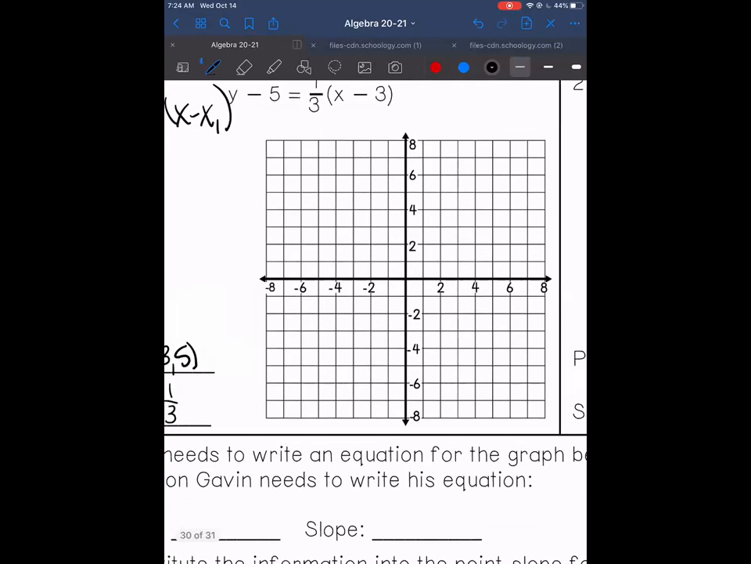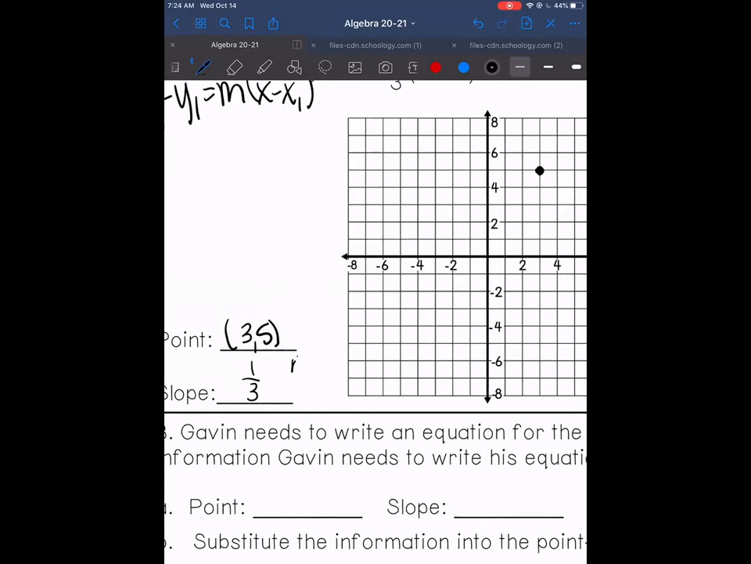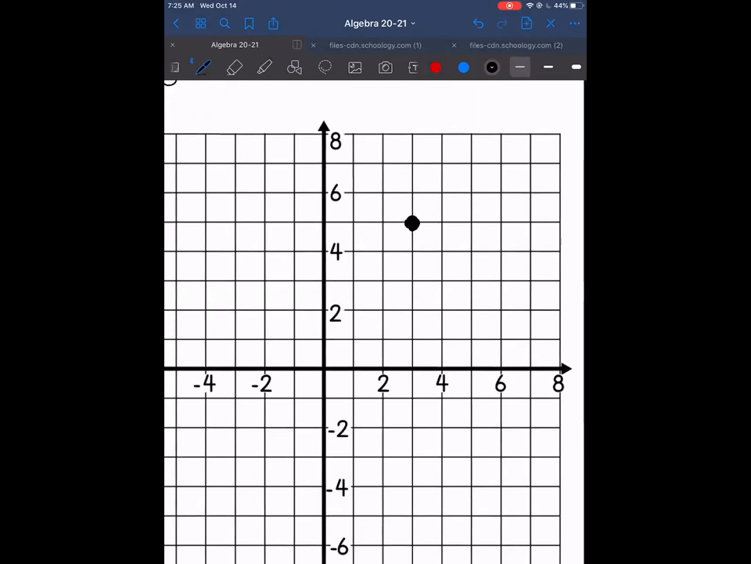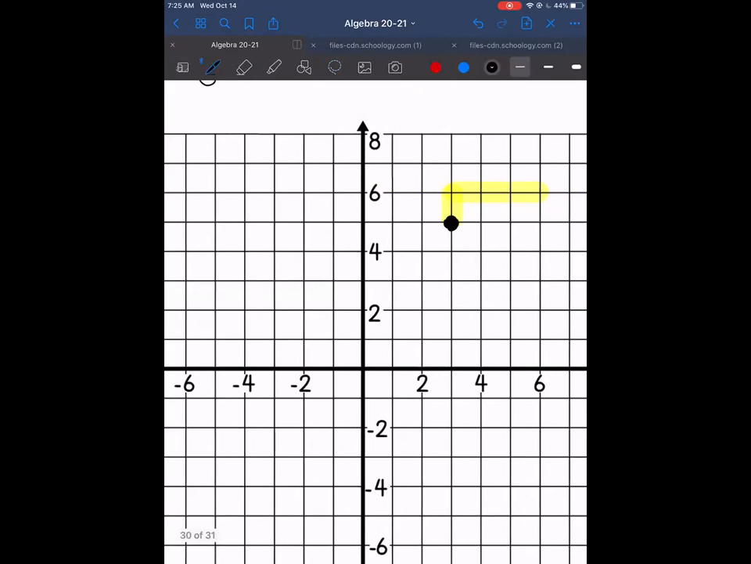So over 3, and let me show you what I'm doing with my pointer. I'm going to go 1, 2, 3, and up 5. 1, 2, 3, 4, 5. So my first point goes there. This is my first point. Now, in order to graph this, I'm going to use my slope. Remember, our slope is our rise over run. So I'm going to go up 1, my rise of 1, 1, 2, 3. If we want to highlight that, that's up 1 as a rise and run of 3. So my new point is right here.